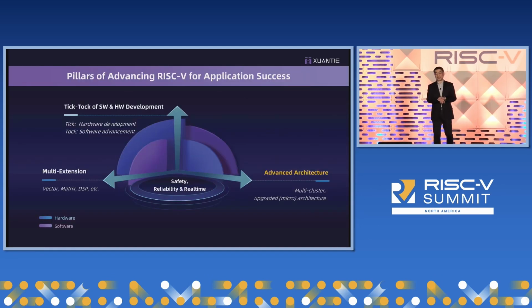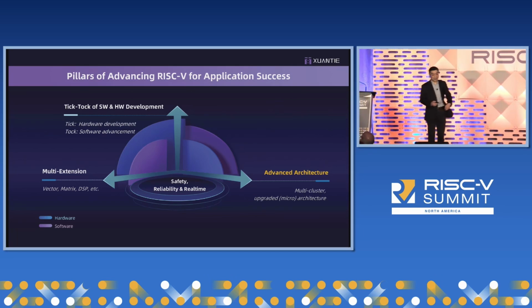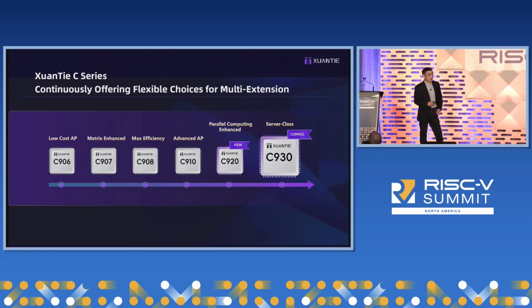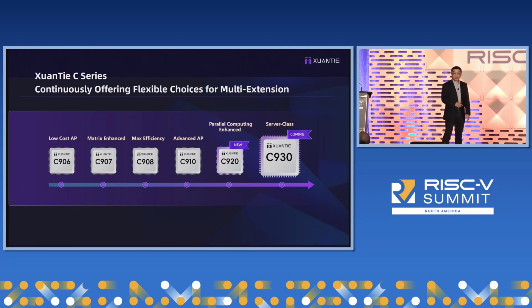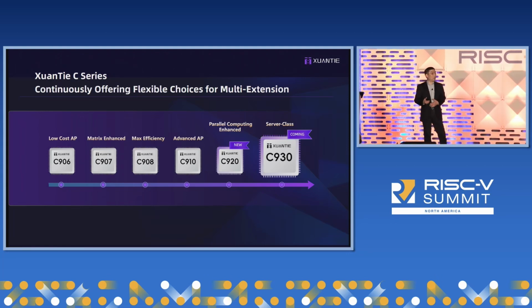Last but not least is the advanced architecture. We need to design more complex architectures for complex computations. These are the XuanTie C series, just for computations. From the left-hand side to the right, we have the very low power application processors, up to processors which can be used for more complex computations. In between, we have matrix enhanced, max efficiency, advanced AP, and also parallel computing enhanced.